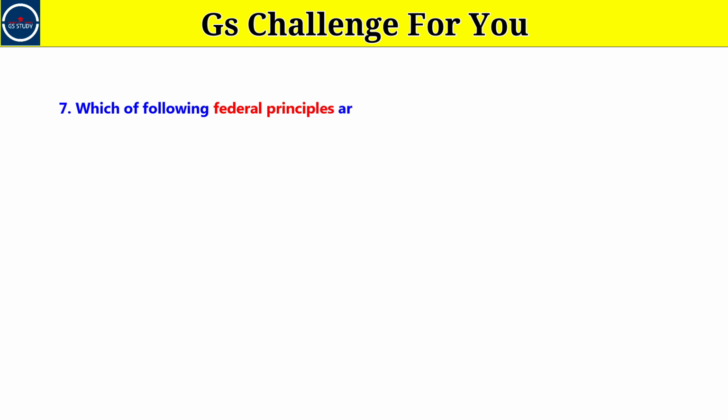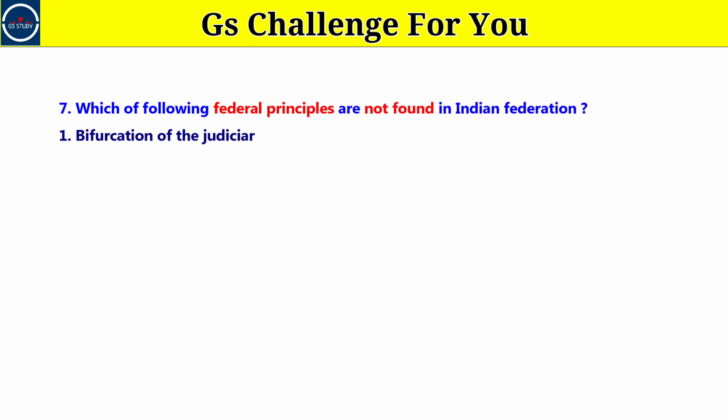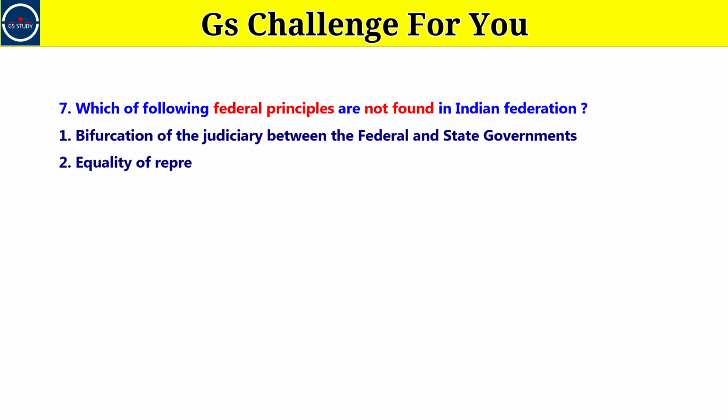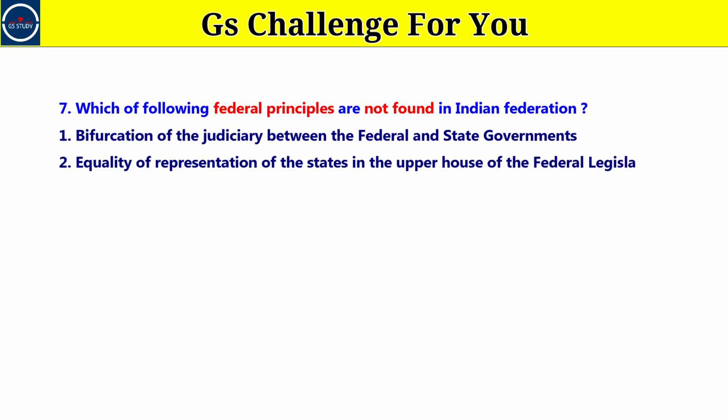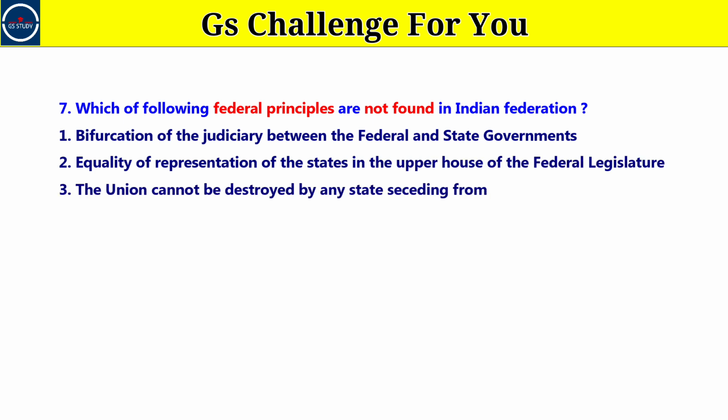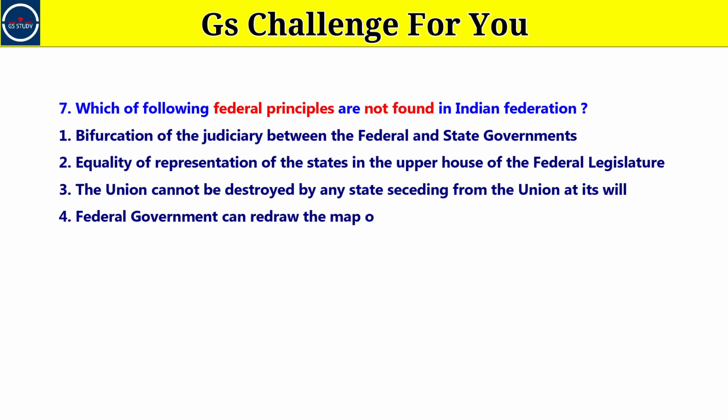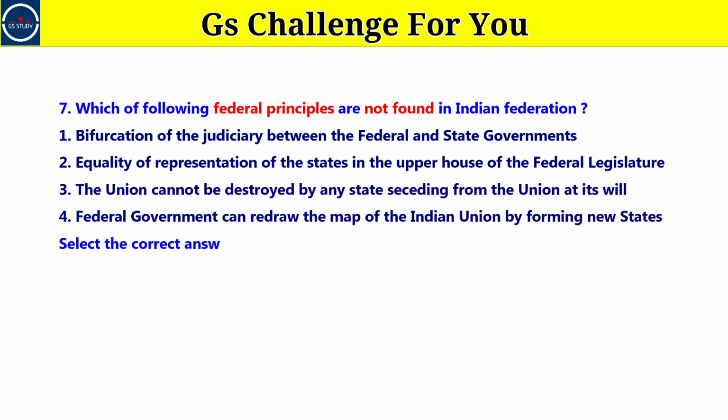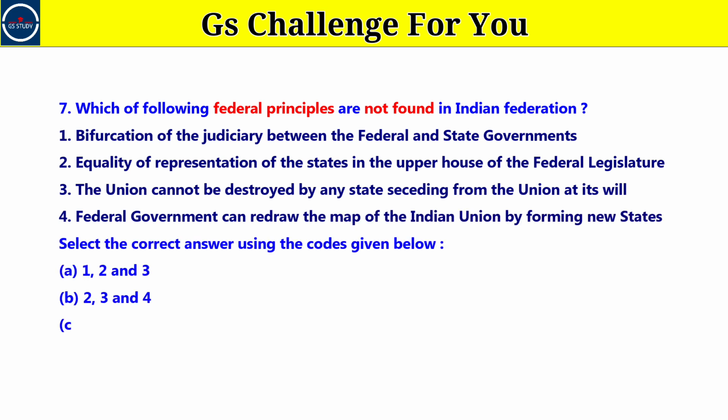7. Which of following federal principles are not found in Indian Federation? 1. Bifurcation of the judiciary between the federal and state governments. 2. Equality of representation of the states in the upper house of the federal legislature. 3. The union cannot be destroyed by any state seceding from the union at its will. 4. Federal government can redraw the map of the Indian Union by forming new states.